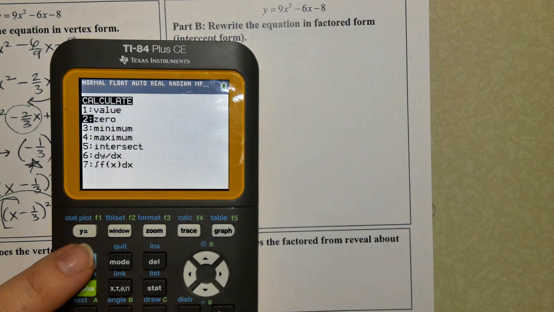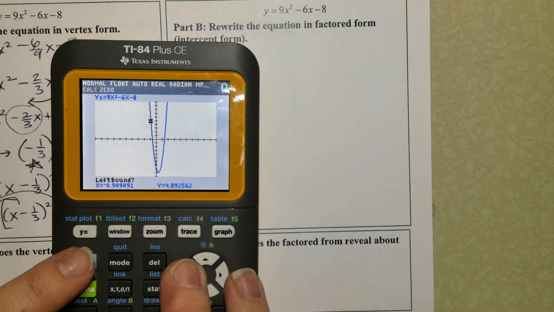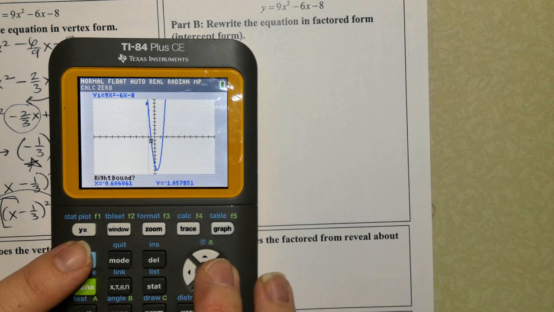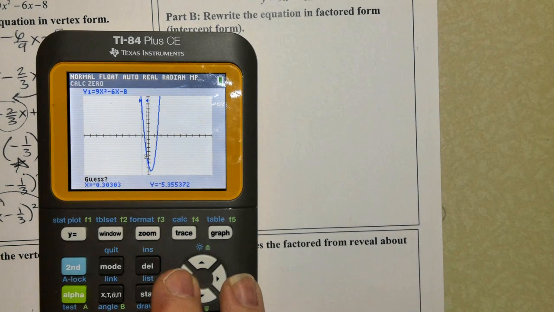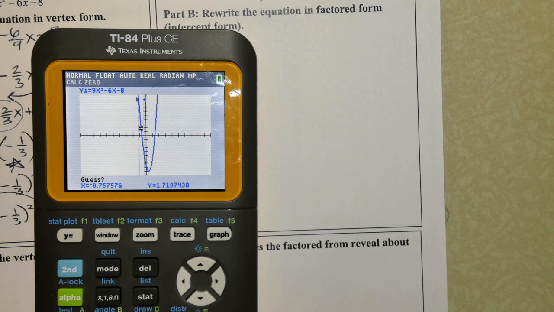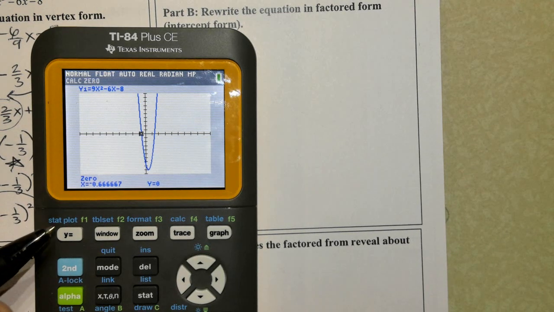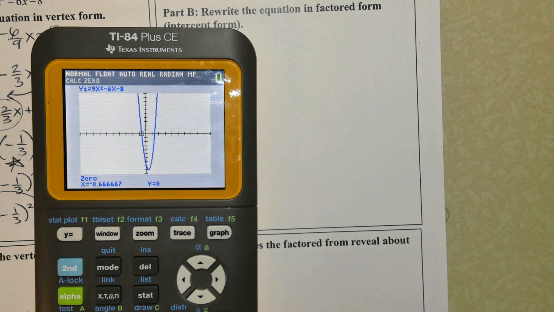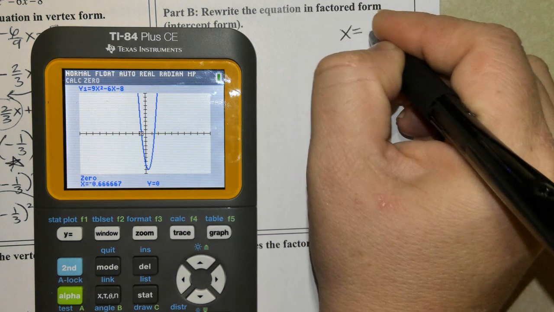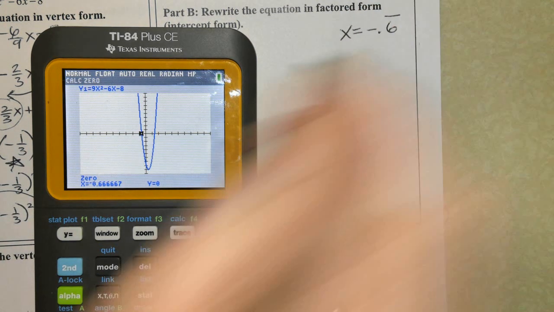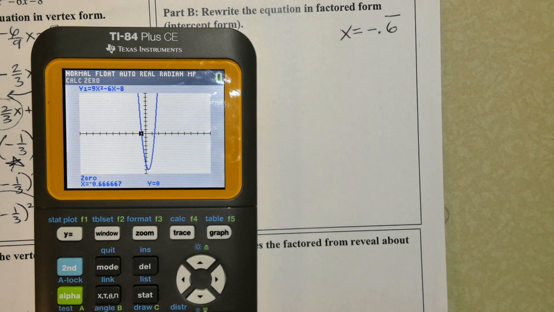Second, trace, zero. Left bound would be above, right bound is below. I've created the boundaries, and in between those boundaries we will find the x-intercept. So one is -0.6 repeating. This is rational. You can predict the next number. So I'm going to write down -0.6 repeating. I'll turn it into a fraction later.